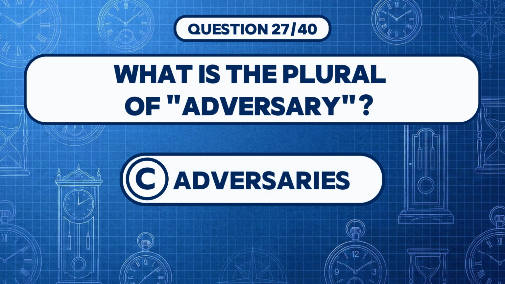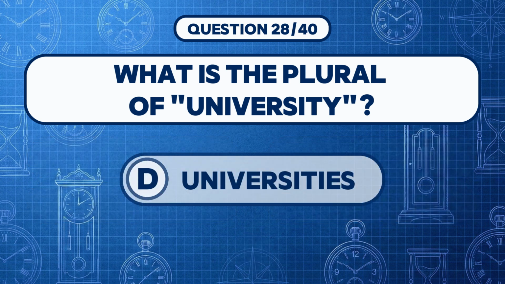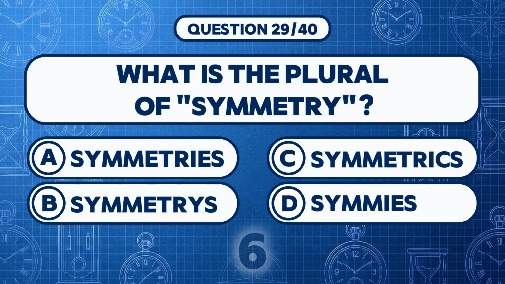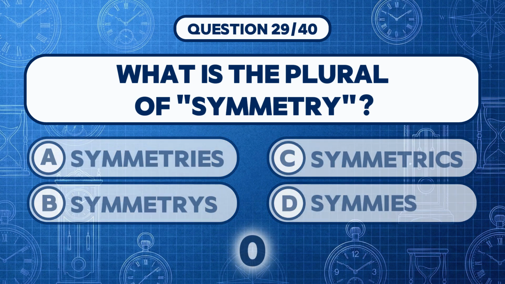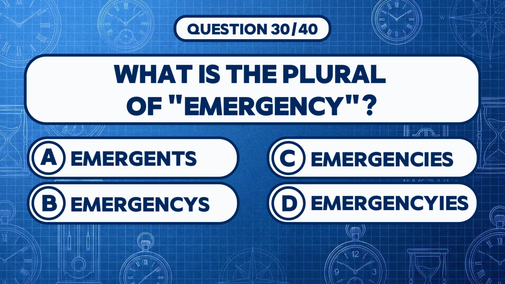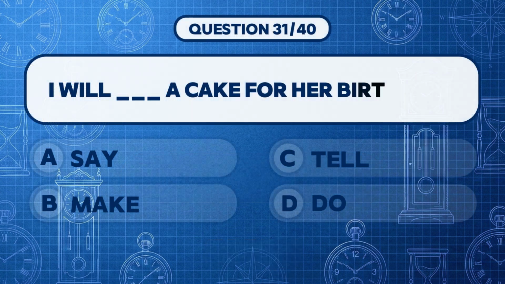Answer C, adversaries. What is the plural of university? Answer D, universities. What is the plural of symmetry? Answer A, symmetries. What is the plural of emergency? Answer C, emergencies. Fill the gap.